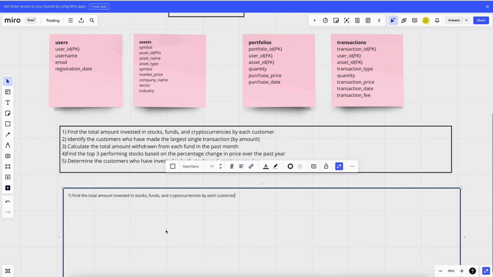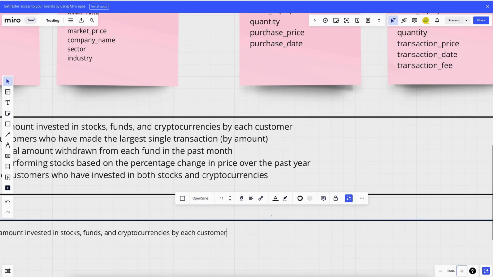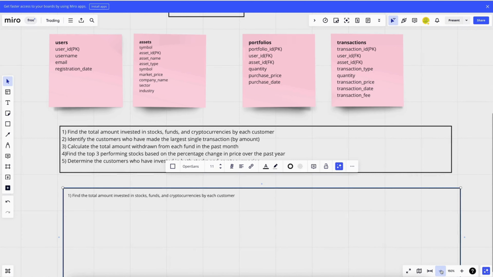the total amount invested. Again, the total amount invested will be on the portfolio. So how much he invested for each asset, what is the quantity and what is the purchase price for that one. So the total amount will be quantity times purchase price. So we are going to use all these three tables: users, assets and portfolio. So let's start with the SQL statement.